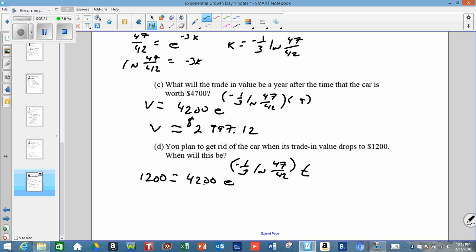So again, you'll divide both sides by 4,200. We're going to natural log both sides to get the t out of there, and then divide by what's up here. I'm not going to walk you through every step of this process, but the t value works out to be approximately 33.4413 months. So a little less than 3 years, and this thing's going to be worth only $1,200. Unfortunately, it depreciates very quickly.